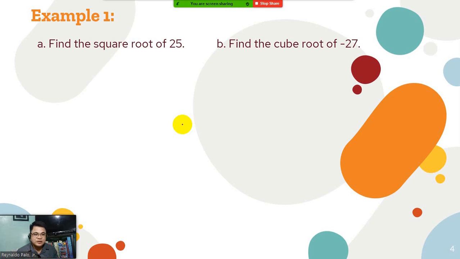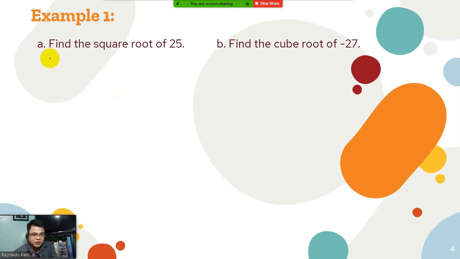Let's have the first set of examples. For letter A, we have to find the square root of 25. The square root of 25 is, of course, 5, based on the table that we had a while back. Alright, so it is 5. But how did we get 5?